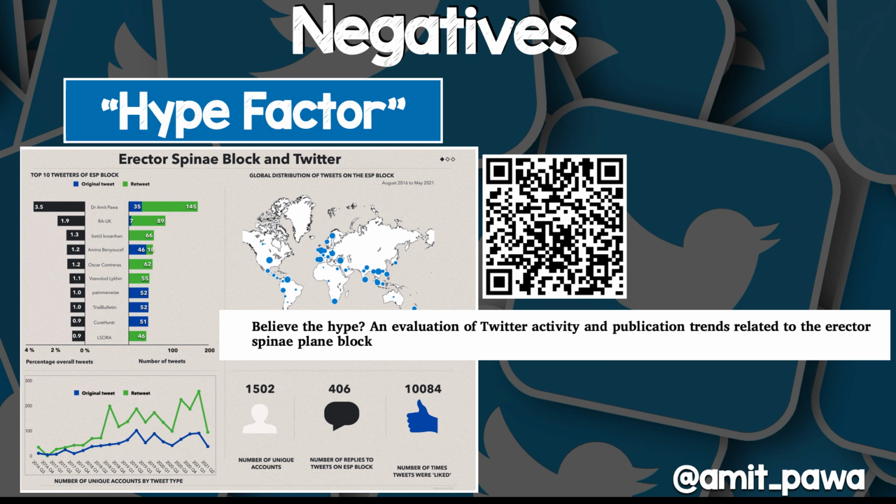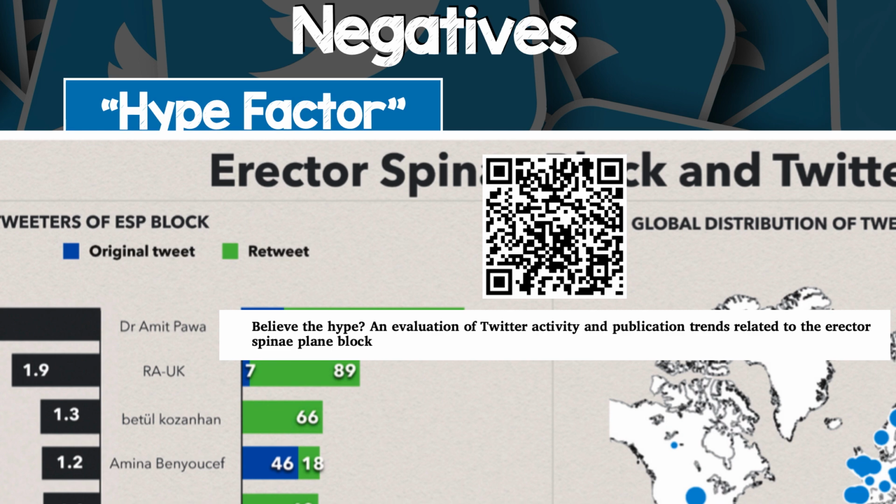And as a result, lots of people find out about it. So this is a perfect example. The erector spinae plane block gained a lot of traction, a lot of excitement. And if I zoom in, you may recognize one of the names there. There are some people that are responsible for a lot of the tweets about the erector spinae plane block. Just because people are talking about it doesn't necessarily mean it's validated or it's good or effective, but it's just a way of reaching an audience.